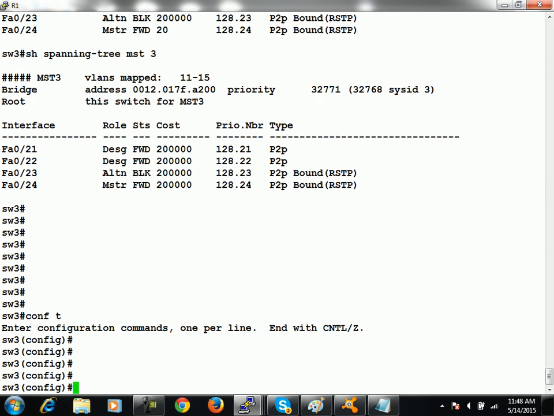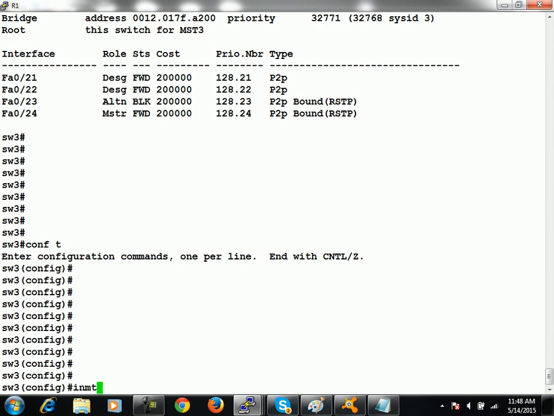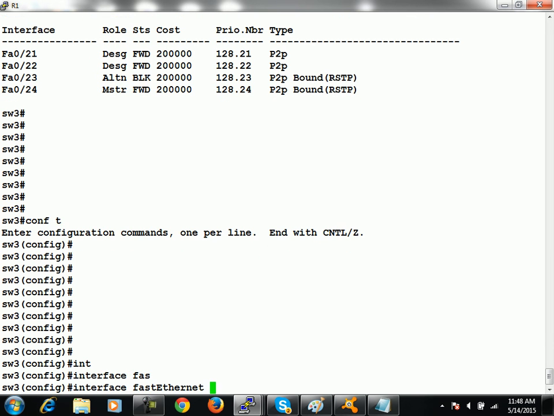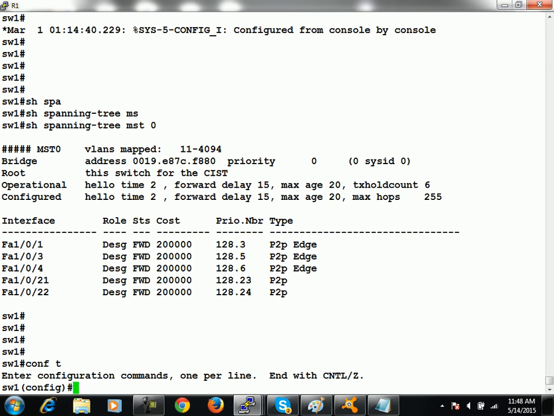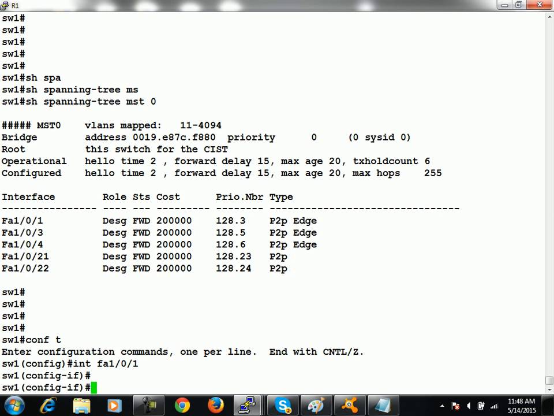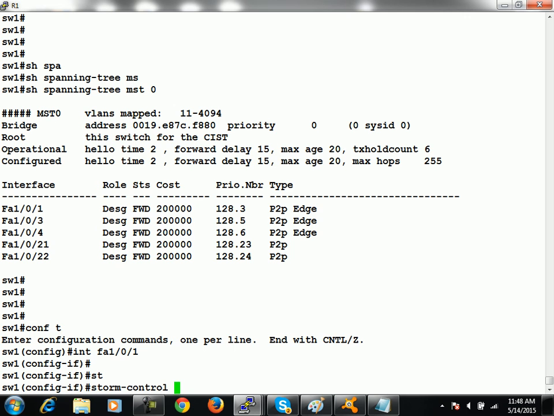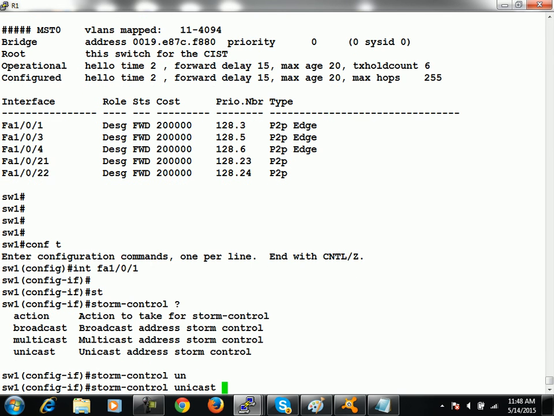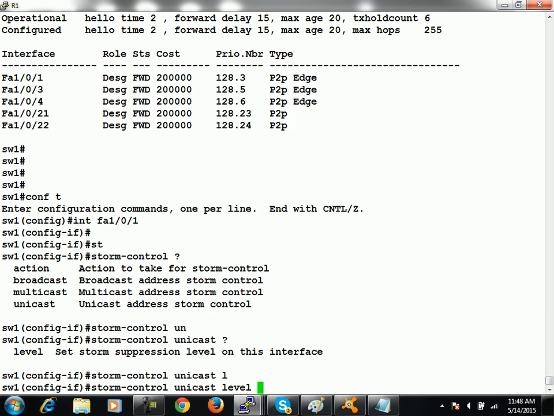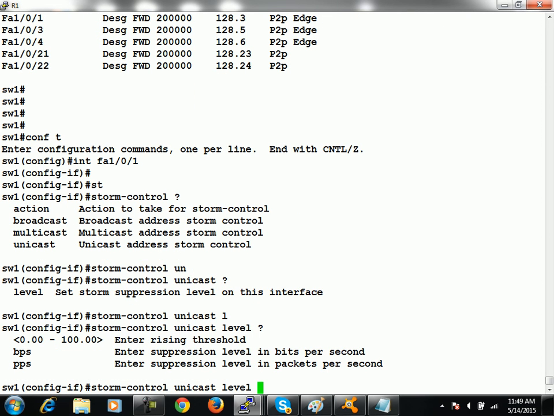To configure storm control, it's very simple. You just need to move under interface mode. Let's move on switch 1 and interface FastEthernet 1/0/1. Say storm control. Now, which type of storm control: broadcast, multicast or unicast? Let's first configure it for unicast. Level. You can configure your level in percentile of bandwidth, in terms of PPS and also in terms of BPS. It's up to you what you want to configure.